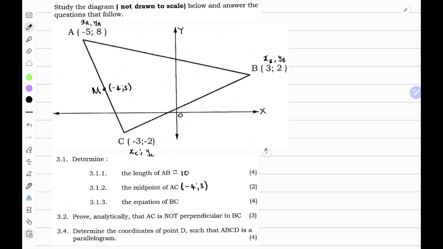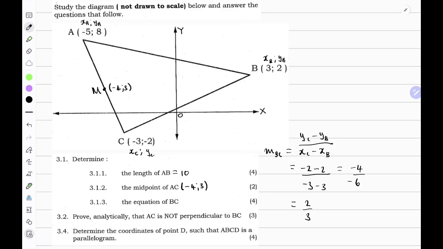Small letter m BC is equal to change in y, which is YC minus YB, over change in x, XC minus XB. So now we can just substitute. YC is negative 2 minus YB, which is 2, over XC, which is negative 3, minus XB, which is 3. So this is equal to negative 4 over negative 6, which is equal to positive 2 over 3.